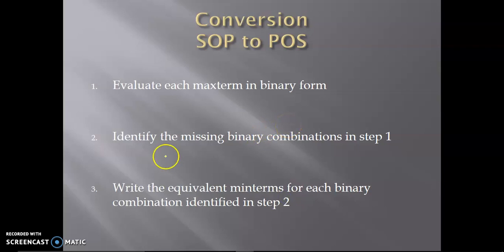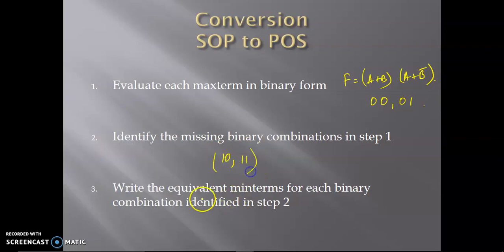How about conversion from POS to SOP? You do the same procedure. If you have a function, say A plus B and A plus B bar, okay, write the corresponding binary for this. So A plus B is written as 0, 0. And A plus B bar is written as 0, 1. What are the missing binary combinations in step 1? 0, 0 and 0, 1 are there, 1, 0 is missing and 1, 1 is missing.